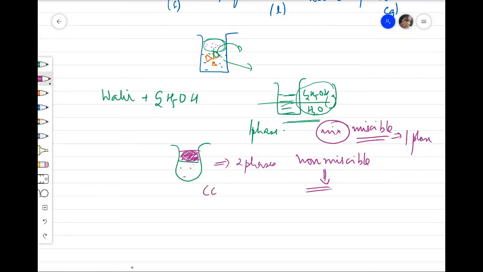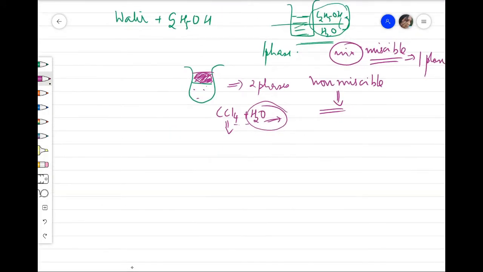Another example, carbon tetrachloride and water. This is an organic solvent, and this is an aqueous medium, and you will see that the two do not mix. So this is what we mean.